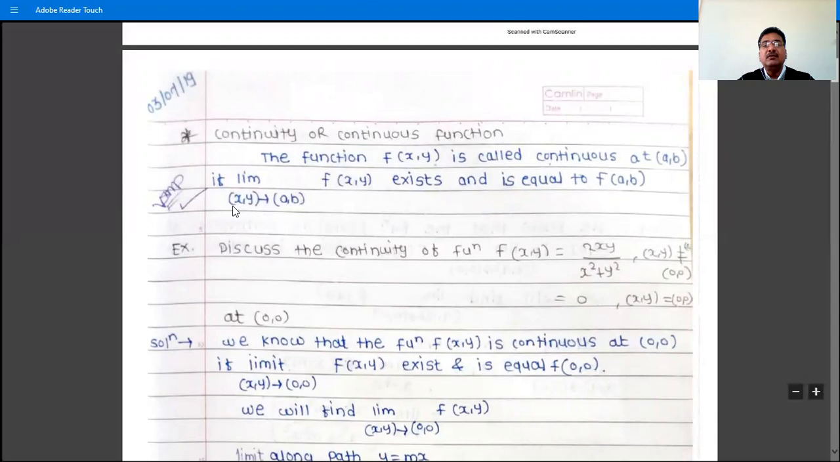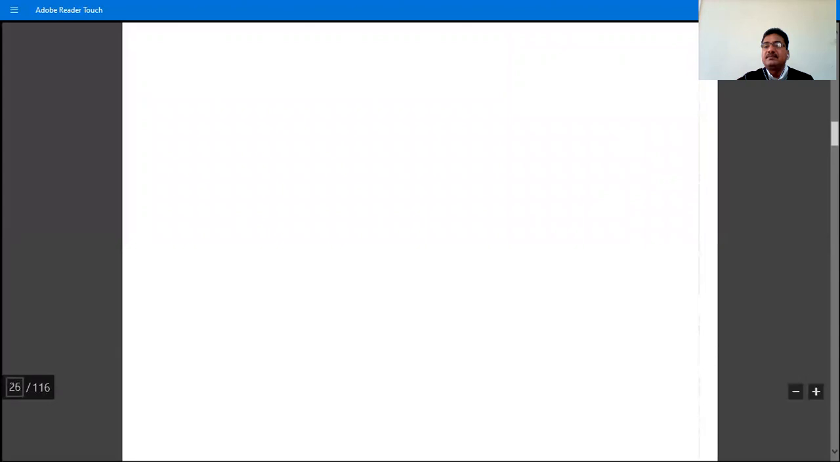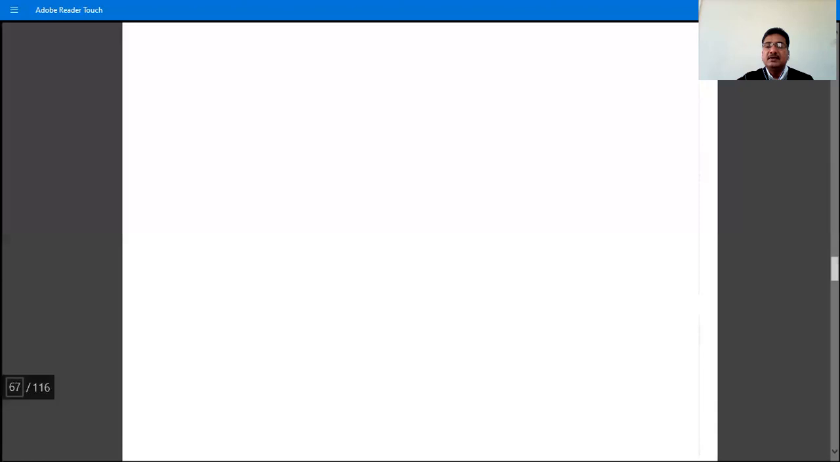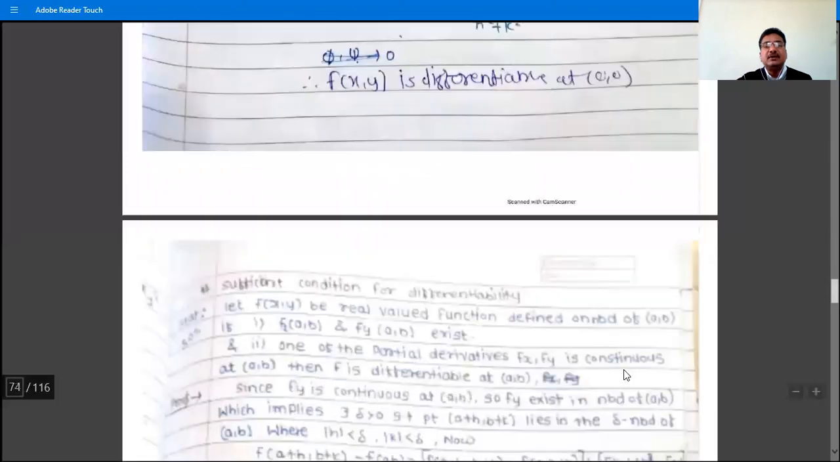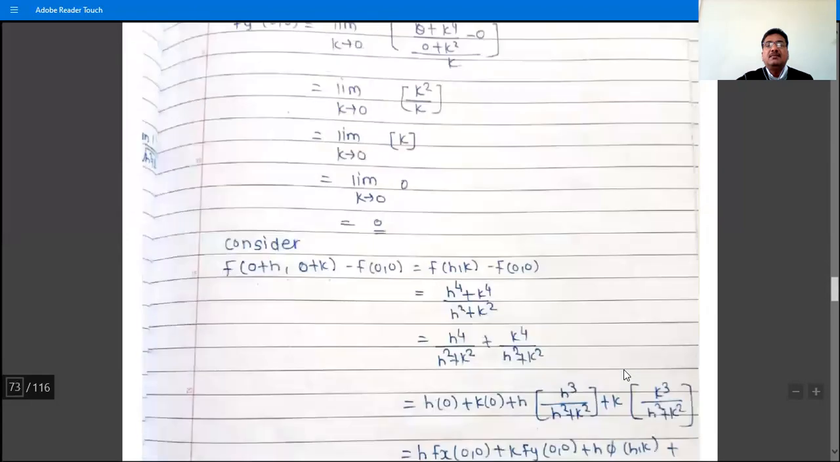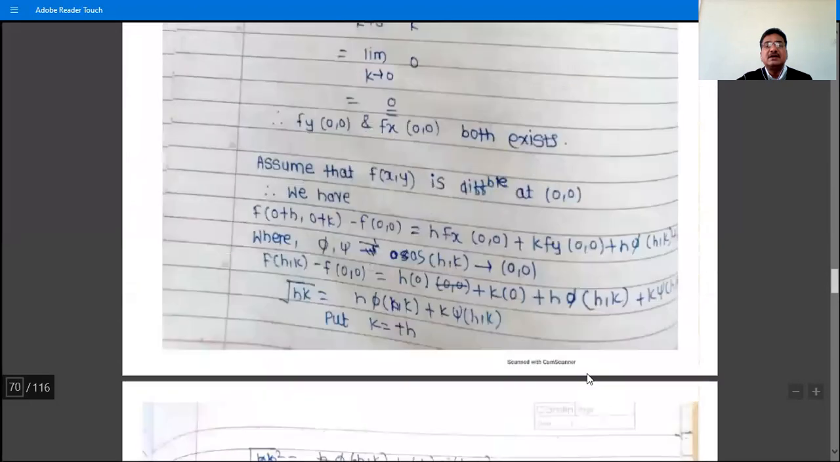So h, k tends to (0,0). Then we have another form of the definition of limit: if the limit as (h,k) tends to (0,0) of f(a plus h, b plus k) is equal to f(a,b), then we say the function is continuous at (a,b). So this is another form of the definition of continuity, that the limit of f(x,y) as (x,y) tends to (a,b) is equal to f(a,b), or the limit of f(a plus h, b plus k) is equal to f(a,b). Both the definitions are the same.